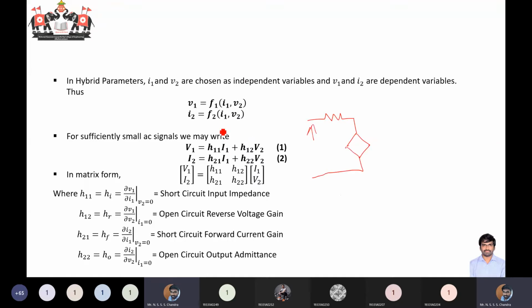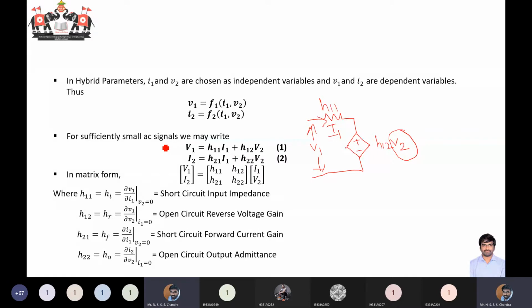So if the voltage is V1 and this is H11 and the current through this H11 is I1, and this is your dependent voltage source H12 into V2. So this voltage source depends upon the voltage V2, right? So this is one circuit that we have written for the equation 1.